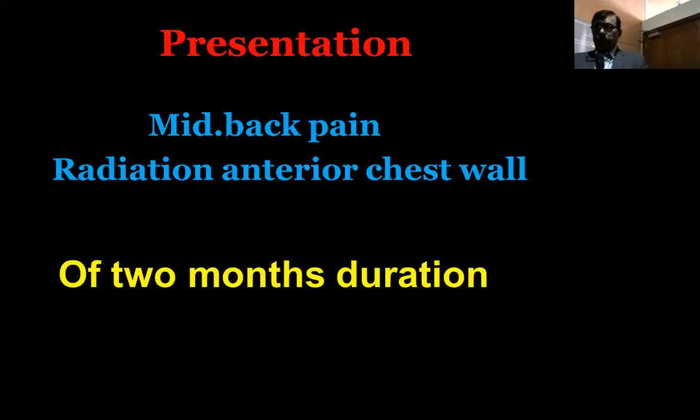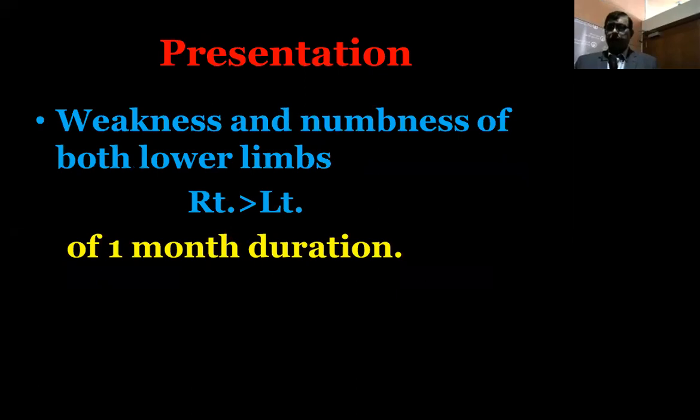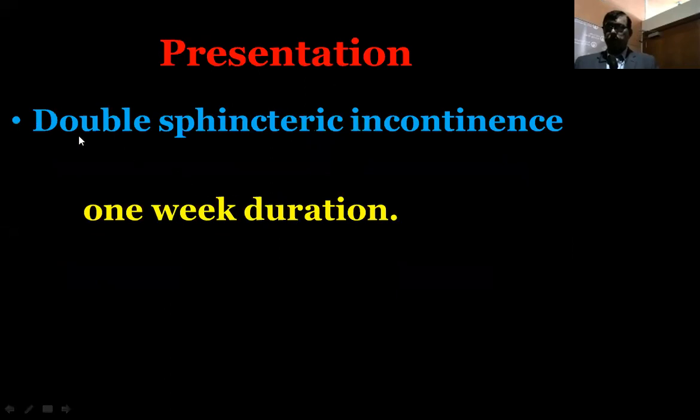She presented to us with a 2-month history of back pain with radiation to the anterior chest wall. For the residents and everyone in the hall, any pain in the back going anteriorly like this, you should be suspicious of spinal cord compression and root compression. It could be, of course, herpes zoster, but still you should think of it. Then 1 month before presentation, she had weakness and numbness of both lower limbs, right more than left. And 1 week before presentation, she was incontinent of urine and feces.